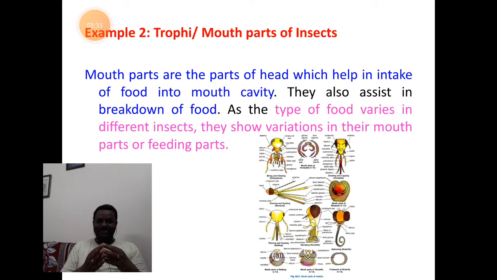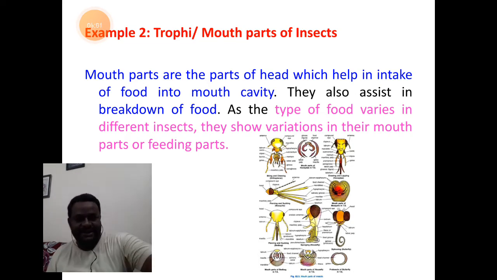So when we look at the picture down in the slide, you have the different insects along with their mouth parts or trophi. They are slightly modified, and this modification of parts or basic parts is mainly because of the type of food what they intake. So this is what we find in the trophi of insects.